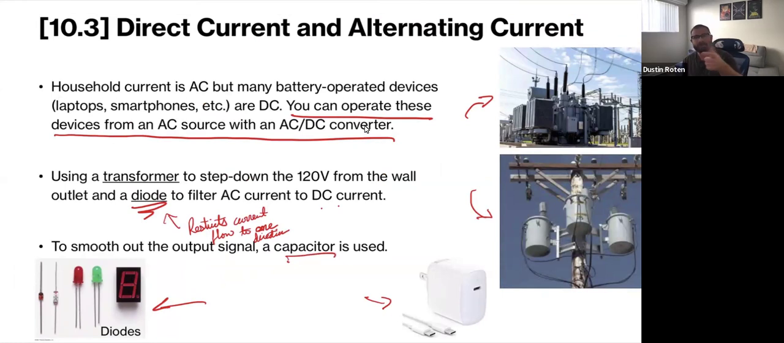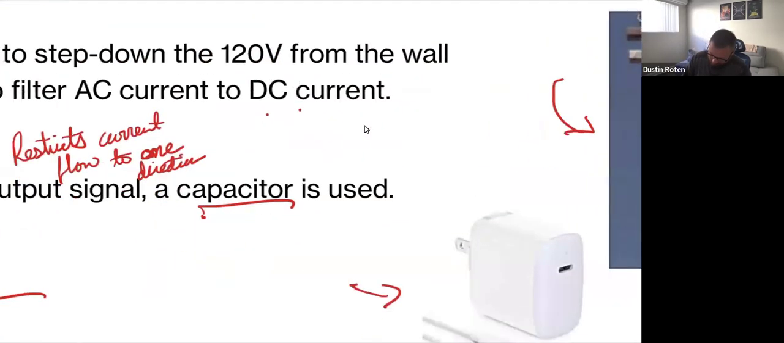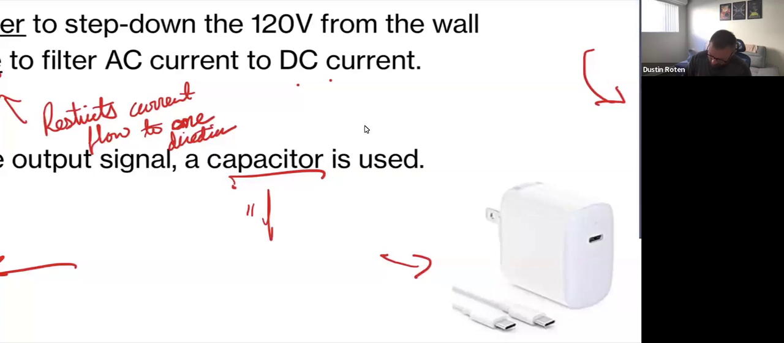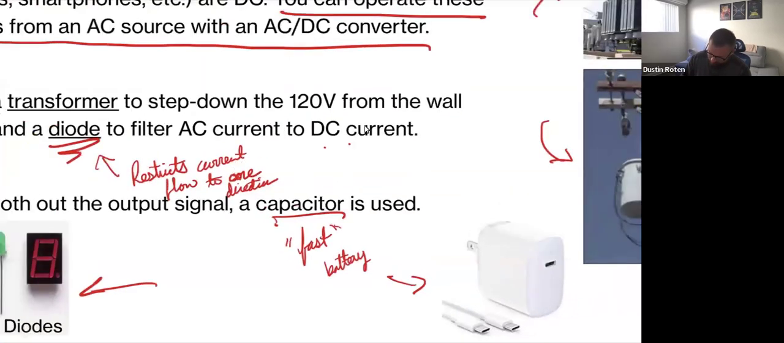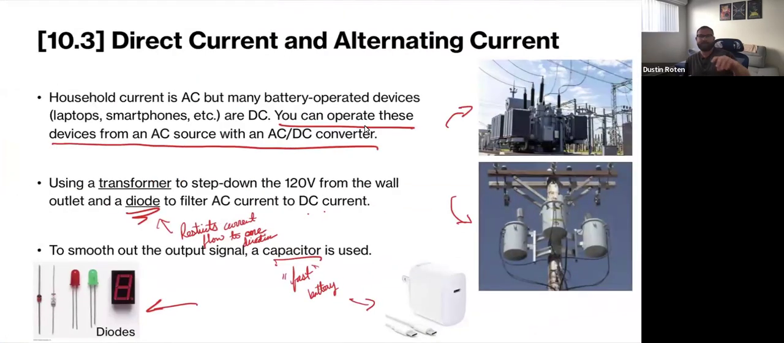Remember that a capacitor is just a fast battery. We talked about those last time. So this is just a fast battery. You can charge them really fast, and you can also discharge them really fast. It's not instant. It's just quick.